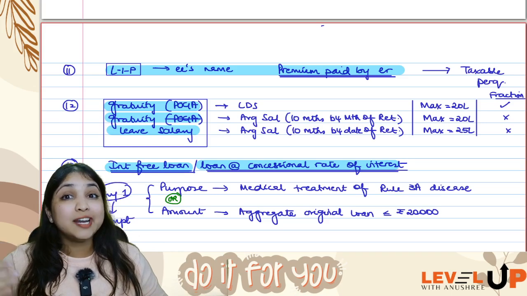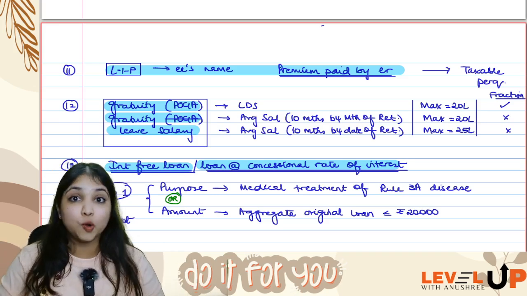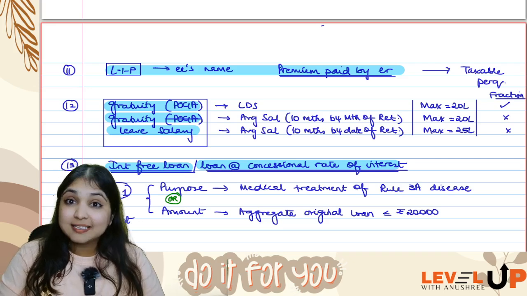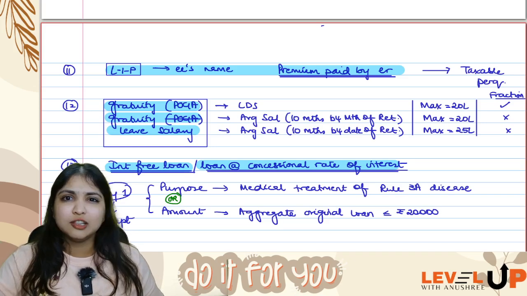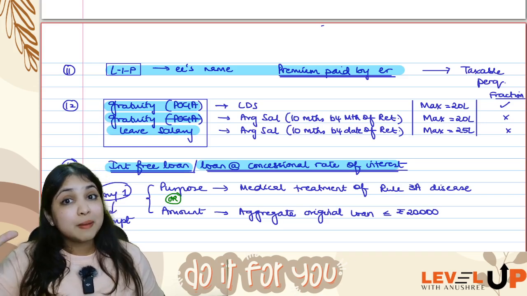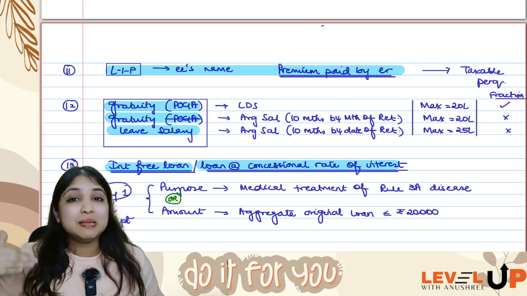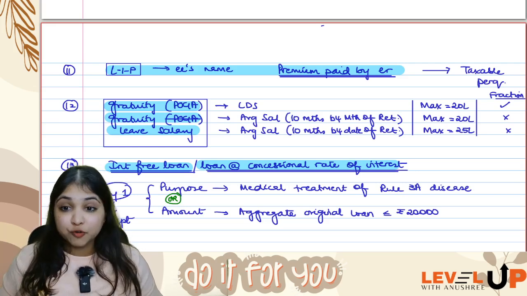However, if the employer is paying any other premium for the employee, like health insurance premium or personal accident insurance policy premium, all that is going to be fully exempt. You recall, we've learned all this in full depth. Life insurance premium alone is going to be taxable. Any other premium, if the employer is paying for the employee, is going to be fully exempt.